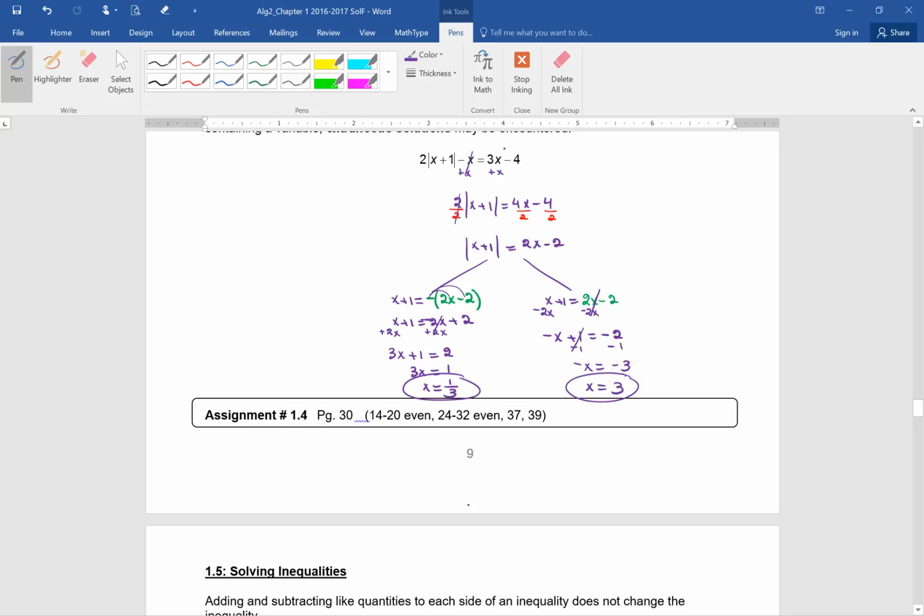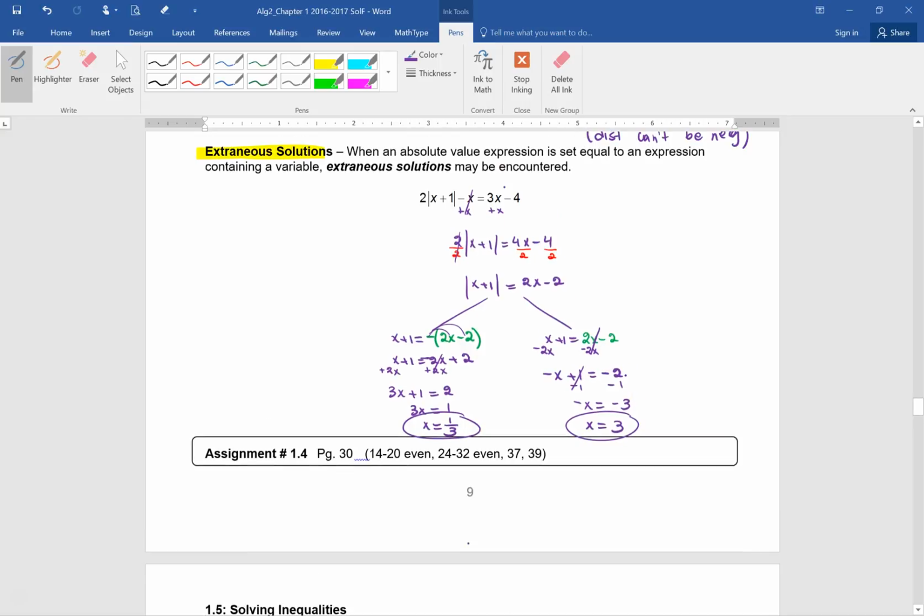Now, sometimes when you've got cases like this, where you've got an absolute value, and you've got an x inside the absolute value, and you've got an x outside the absolute value, when you get your two answers, you have to plug them in to check that they both work. Okay? So let's check the first one, x equals a third.